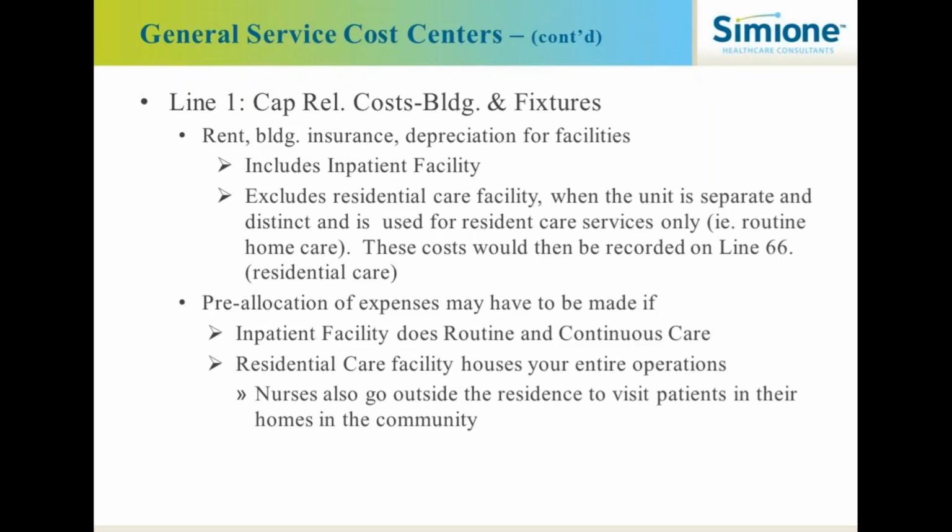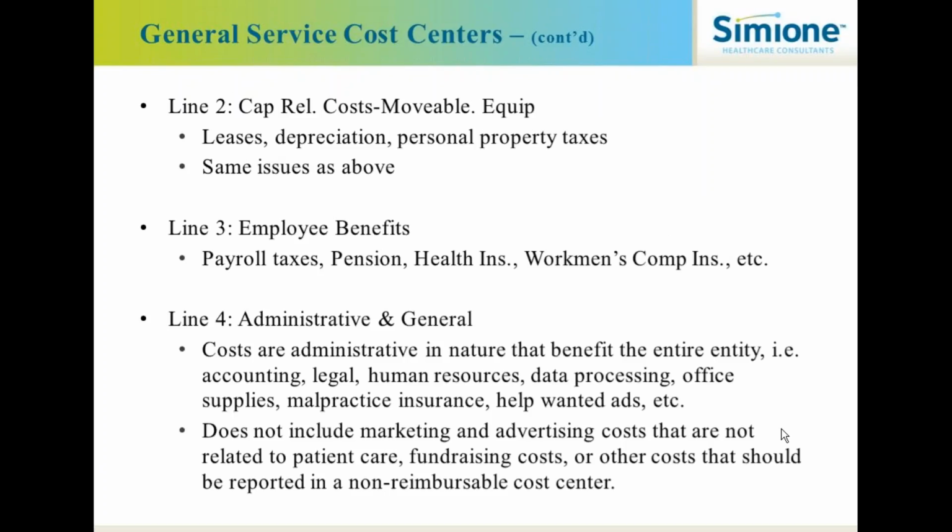Line 2 is the capital related costs for movable equipment. Again, this would be for leases, depreciation, personal property taxes. You're going to have the same issues whether you have an inpatient unit or residential care facility as you would for line 1. So line 3 is our employee benefits.